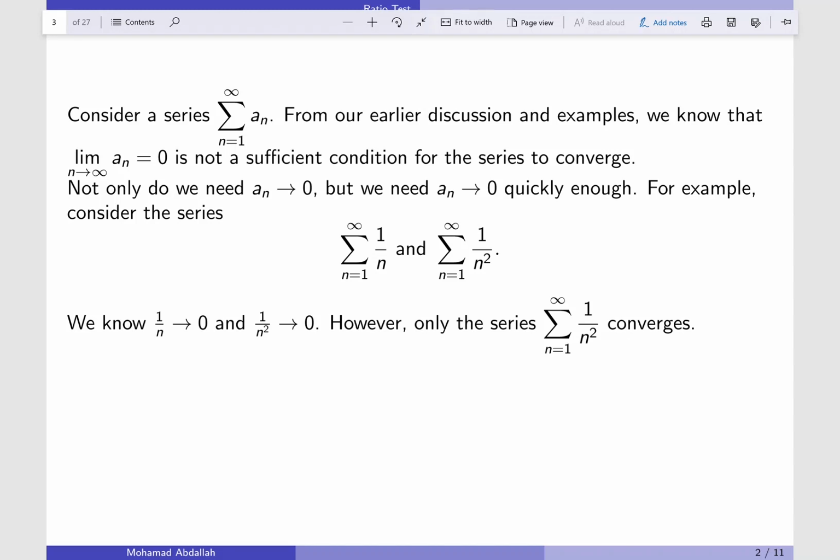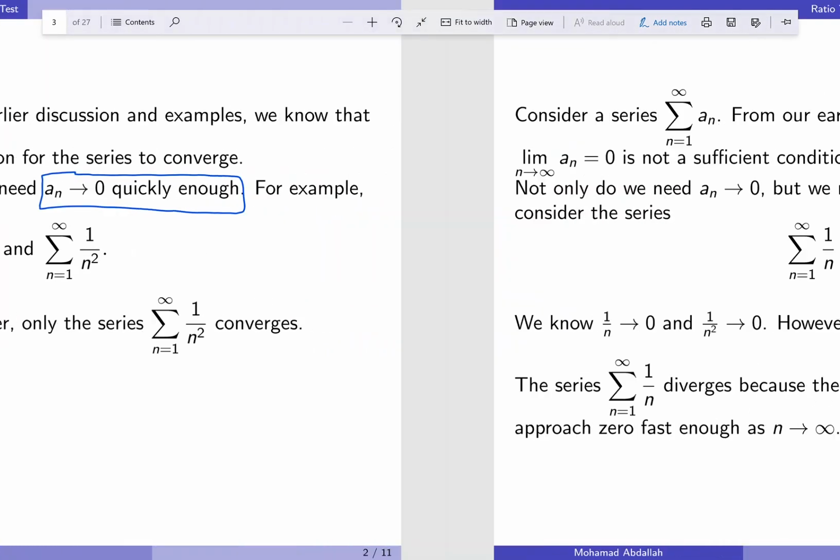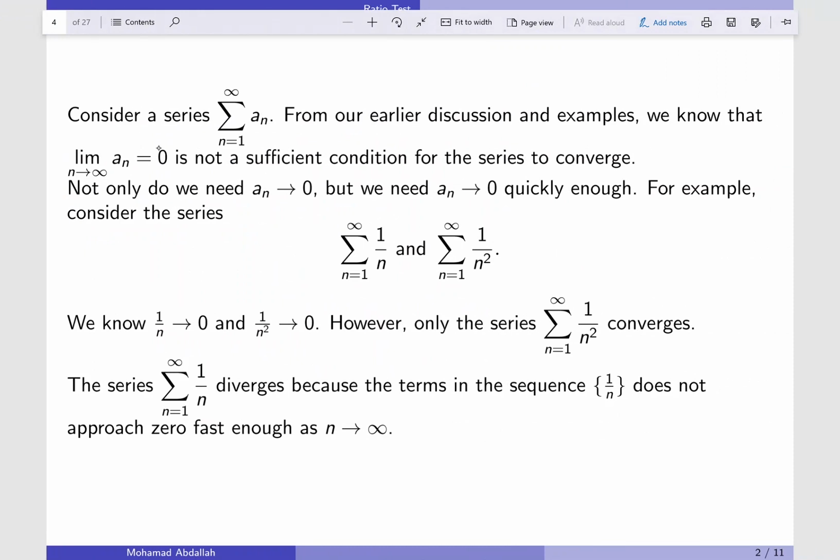But we need a_n to go to 0, and we need a_n to go to 0 quickly enough. This is the main difference here. Although both go to 0, 1 over n squared approaches 0 much quicker than 1 over n. So the sum from n equal 1 to infinity of 1 over n squared converges, while the sum from n equal 1 to infinity of 1 over n diverges.